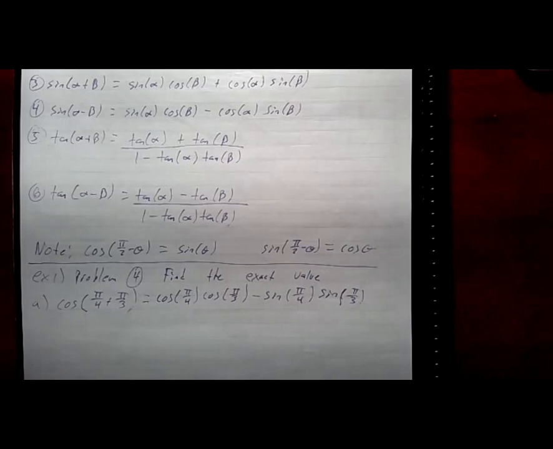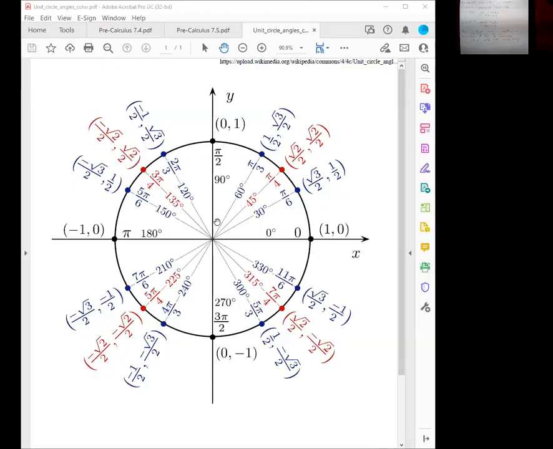Points on the unit circle. Pretty much, that's all we're gonna do. So cosine pi fourth is the x value, so write that one down. This will equal square root 2 over 2 times cosine pi thirds, that's the 1/2, right? 1/2 minus sine of pi fourths, which is this one, square root 2 over 2 times sine of pi thirds, which is square root 3 over 2.